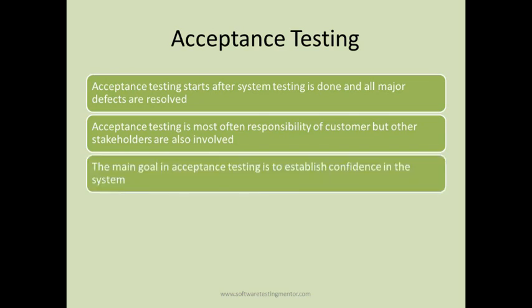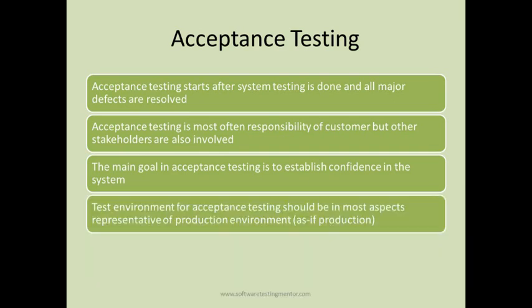The main goal in acceptance testing is to establish confidence in the system. The main goal of acceptance testing is to develop confidence that the system does what it is supposed to do, and that it fits the end user requirements. In order to establish that confidence, acceptance testing is done.